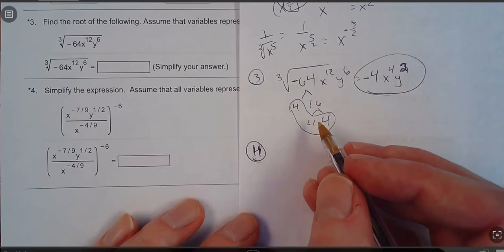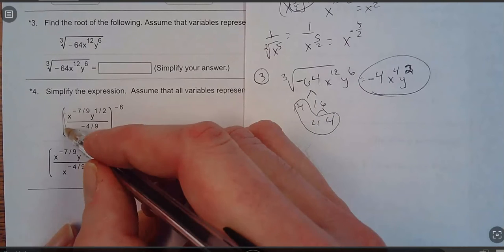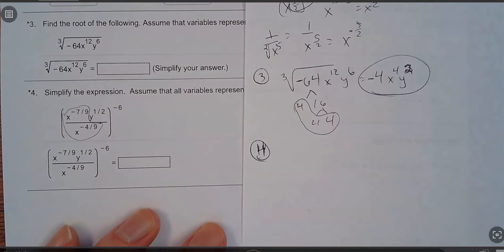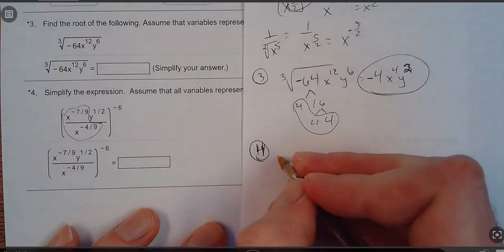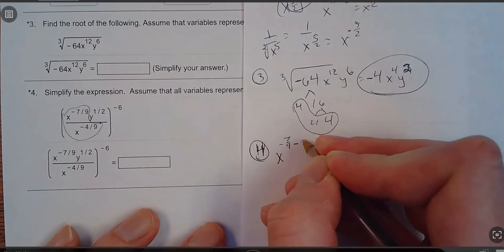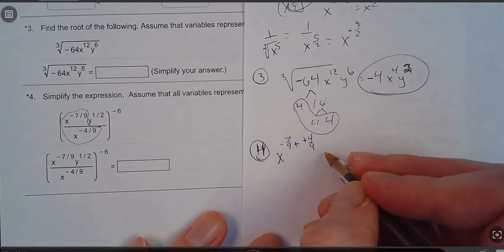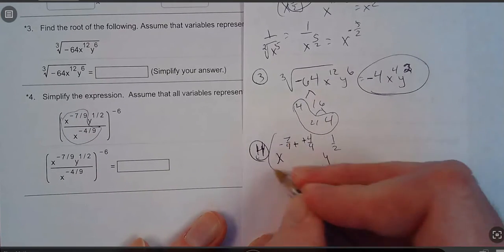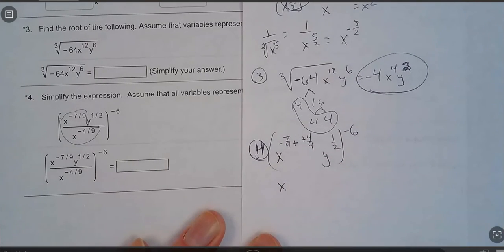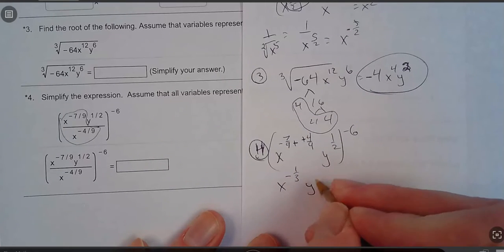But number 4, I think the easiest way on this one is look at these guys right here first. Let's combine them. If I'm dividing and I got the same base, it means I subtract the exponents. So this would be x to the negative 7/9 minus negative 4/9. A minus a negative is plus, and then y to the 1/2 is still hanging out there, and then negative 6. So if I simplify this, this will be negative 3/9, which is negative 1/3.